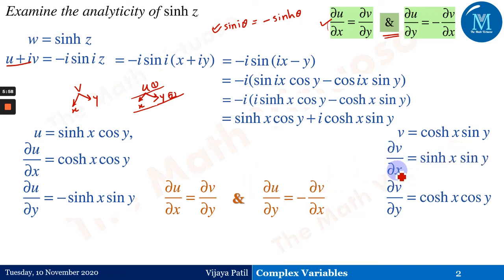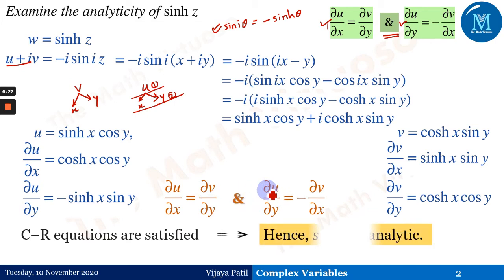this dou v upon dou x is equal to sine hyperbolic x into sine y, because I have to keep this sine y constant while differentiating v with respect to x, and the differentiation of cos hyperbolic x with respect to x is sine hyperbolic x. Therefore CR equations are satisfied because I have got my second equation also complete, and these two equations are satisfied simultaneously, and hence sine hyperbolic z is an analytic function.